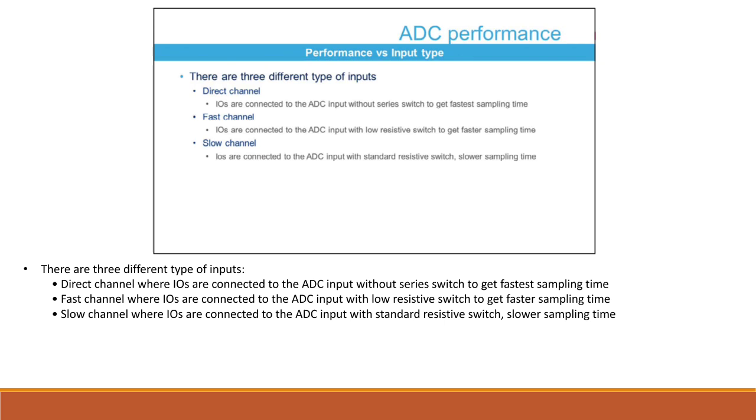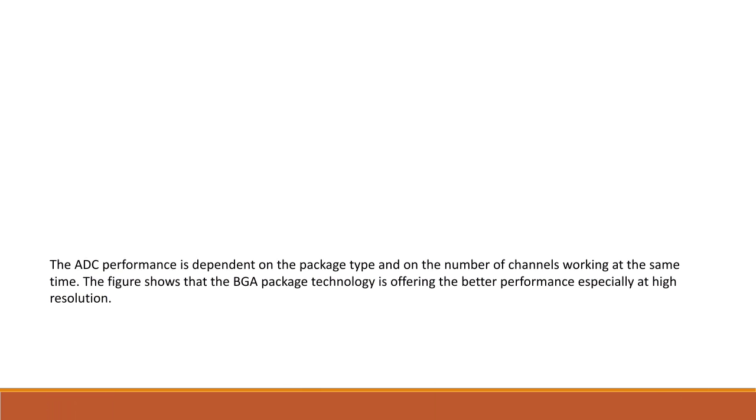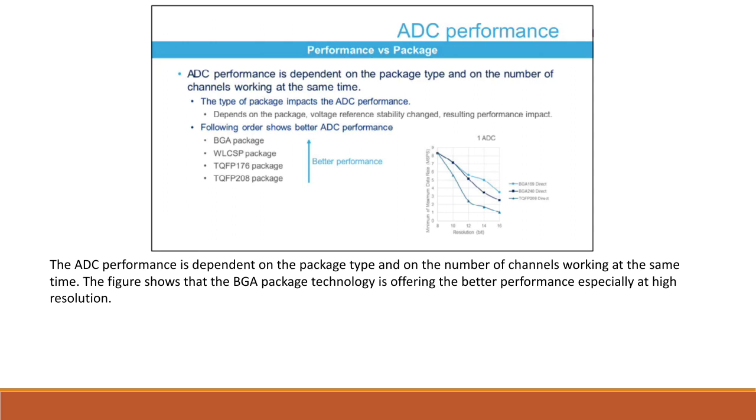So just now we saw performance versus input type, right? So let's talk about performance versus package. ADC performance is dependent on package type and on the number of channels working at the same time. The type of package impacts the ADC performance. Depending on the package, voltage reference stability changes, resulting in a performance impact. The following order shows better ADC performance, from top to bottom, that is TQFP208 package to BGA package.